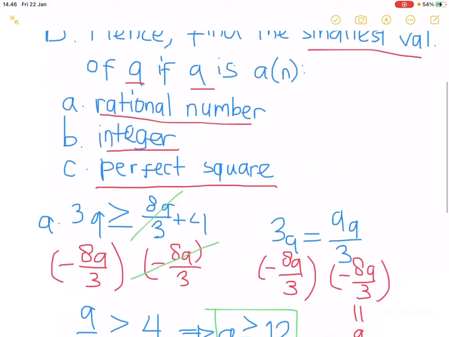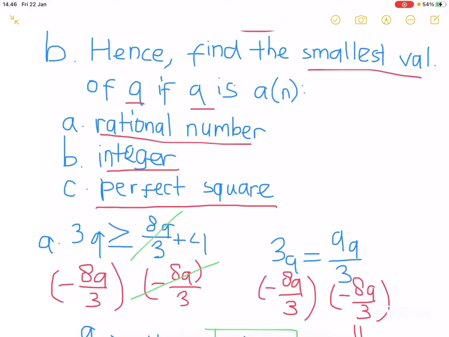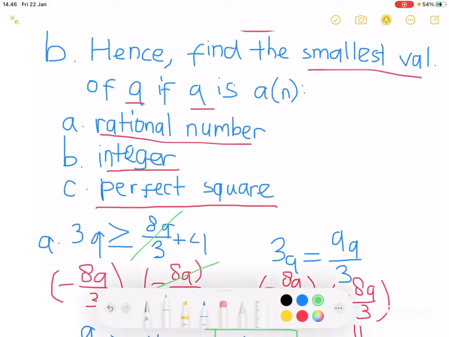Okay, so next we're going to solve the b. I'm sorry, this is supposed to be I, and I. There we go.